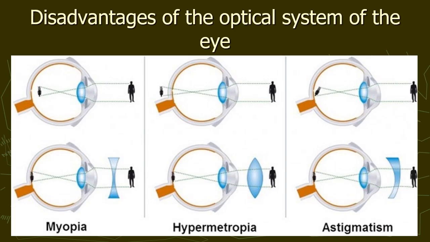Here we have three types of disadvantages of the eye's optical system shown. These are myopia, hypermetropia, and also astigmatism. Well, in the case of, for example, myopia, we will have an image of an object formed in front of the retina because the refractive media of the eye have a sufficiently strong power, so the image will be formed in front of the retina.